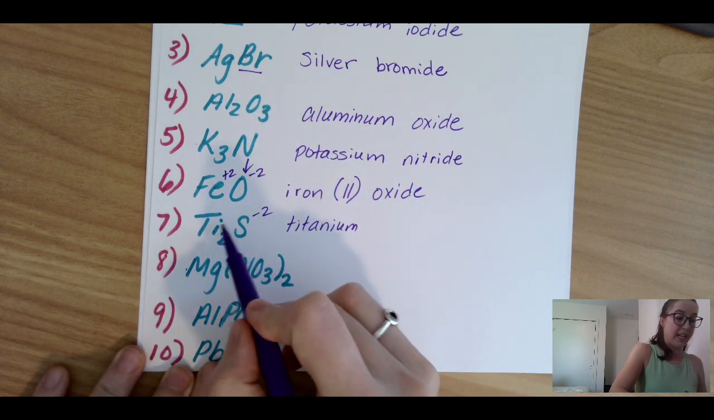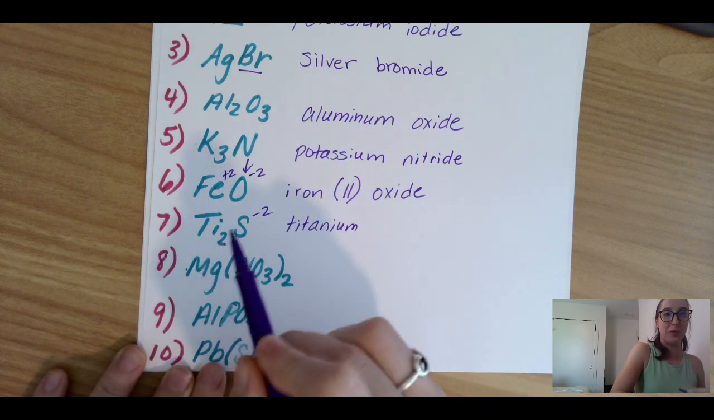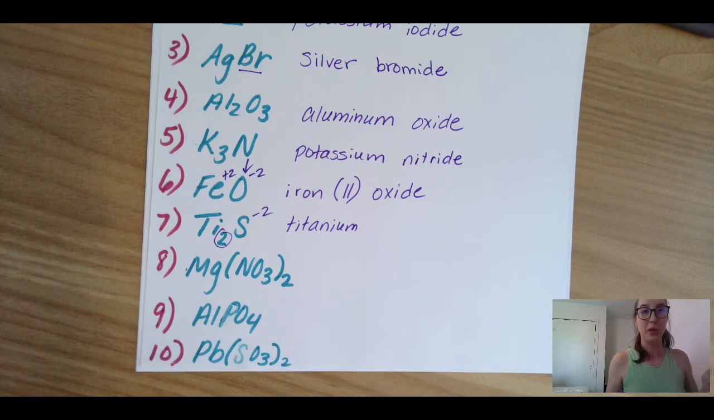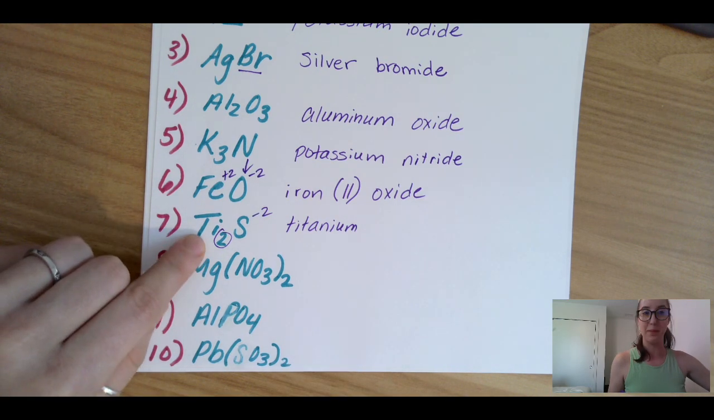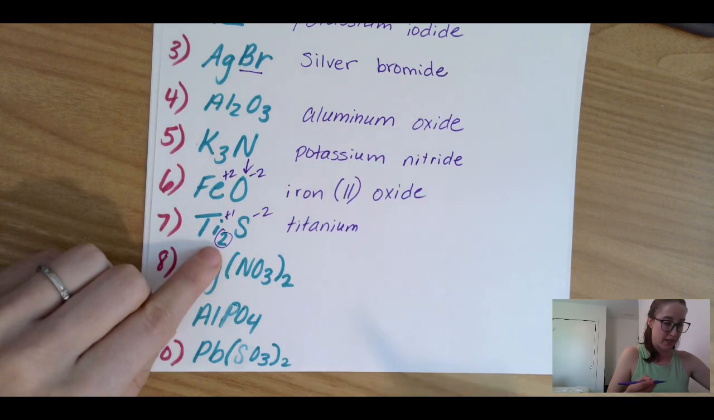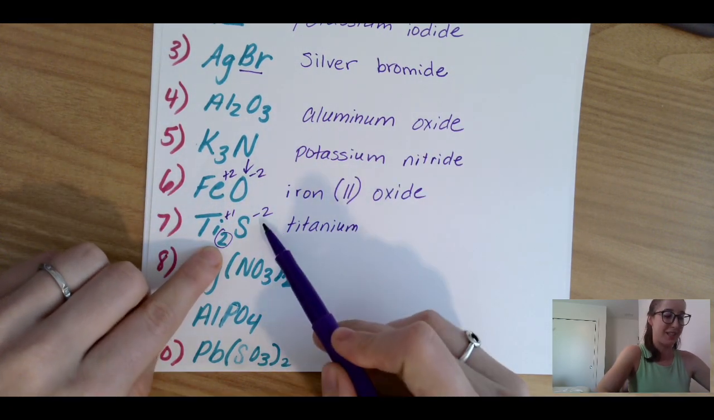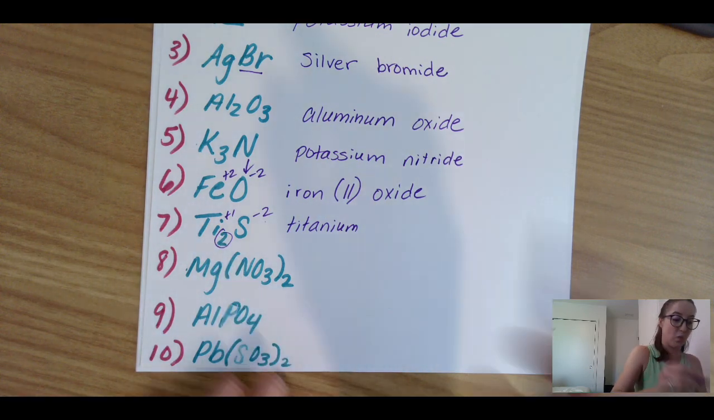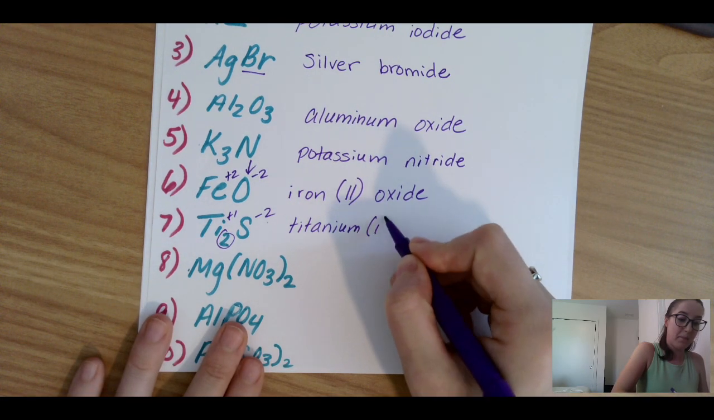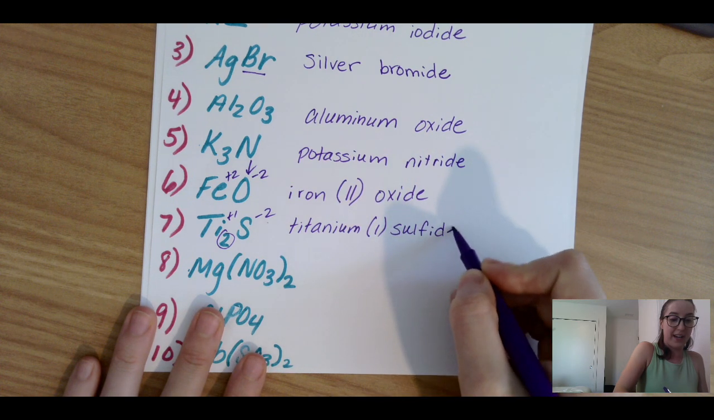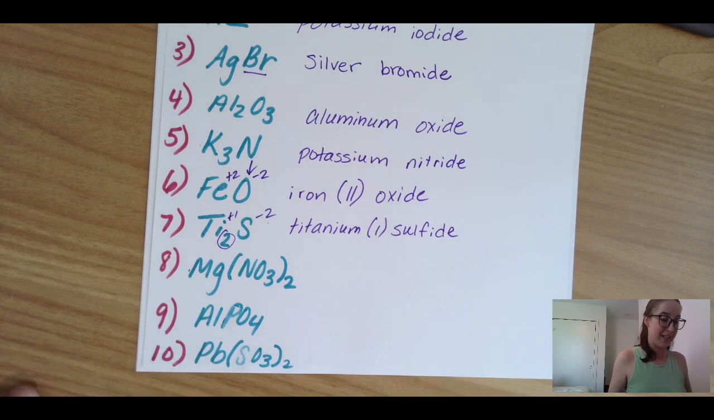And so titanium total has to equal +2, but the problem is we have 2 of them. So what can I split +2 equally among 2 titanium atoms to give me +2? +1, right? Because +1 + 1 is +2, and that's going to balance out the -2. So titanium in this example has a +1 charge. So it's titanium 1, sulfur becomes sulfide. Okay? All right, moving along.